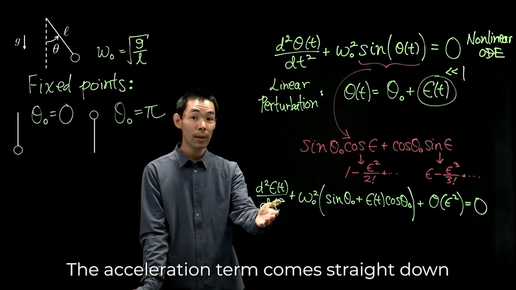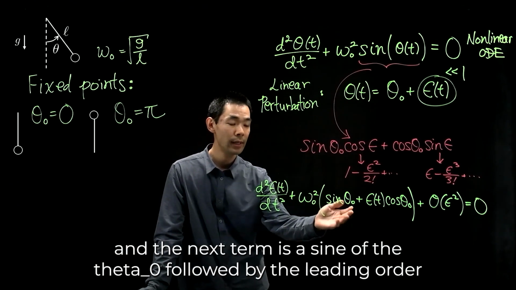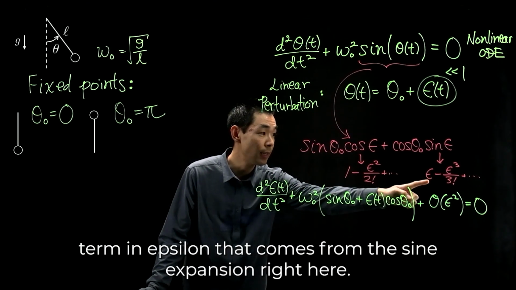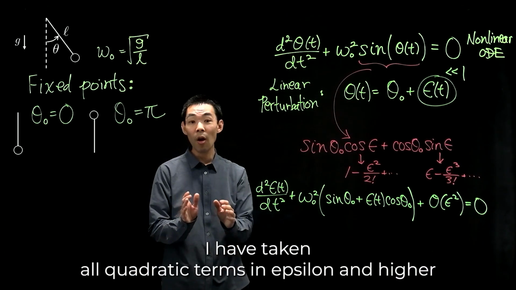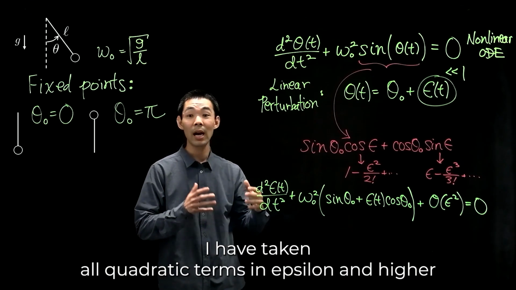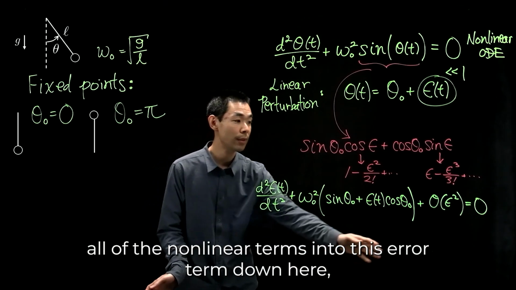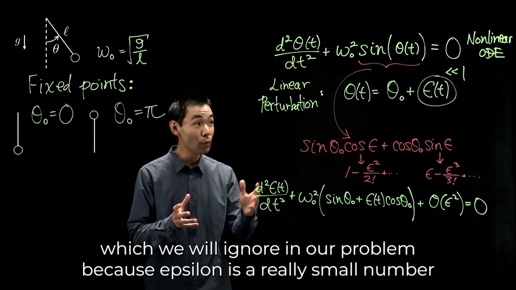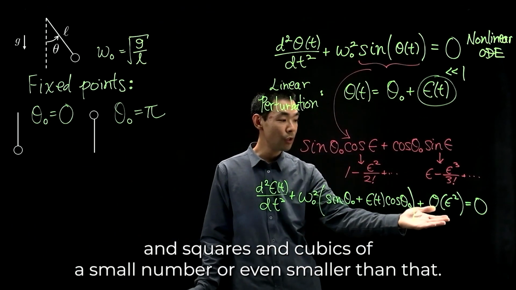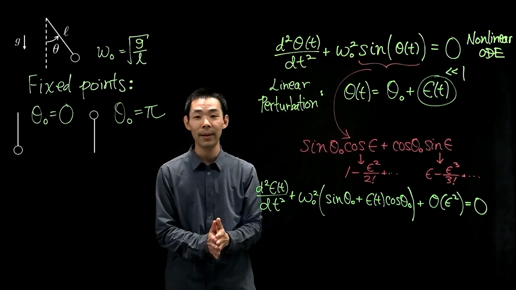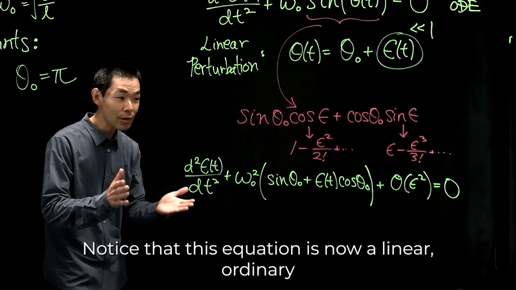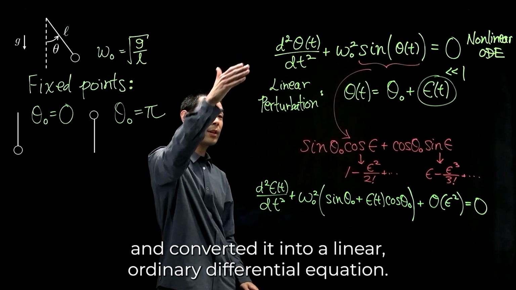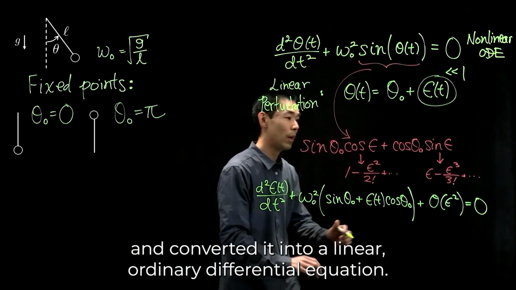the acceleration term comes straight down, and the next term is the sine of theta naught, followed by the leading order term in epsilon that comes from the sine expansion right here. I have taken all quadratic terms in epsilon and higher, all of the nonlinear terms, into this error term down here, which we will ignore in our problem because epsilon is a really small number and squares and cubics of a small number are even smaller than that. Notice that this equation is now a linear ordinary differential equation in epsilon. What we have basically done is taken this nonlinear equation and converted it into a linear ordinary differential equation.